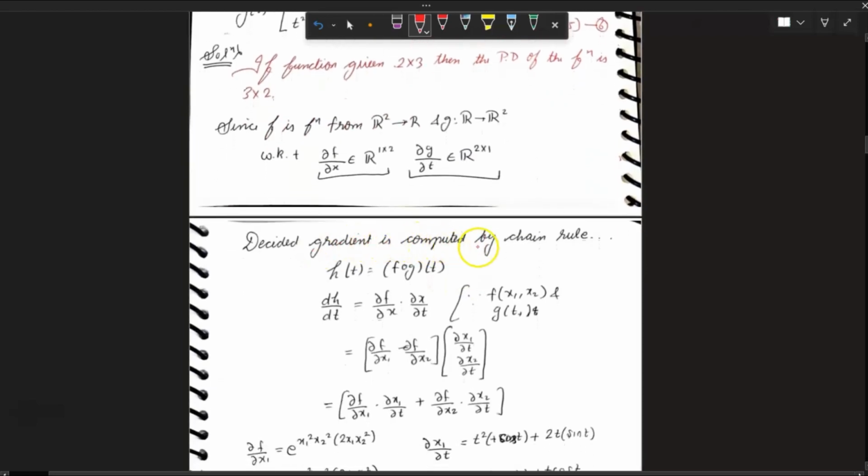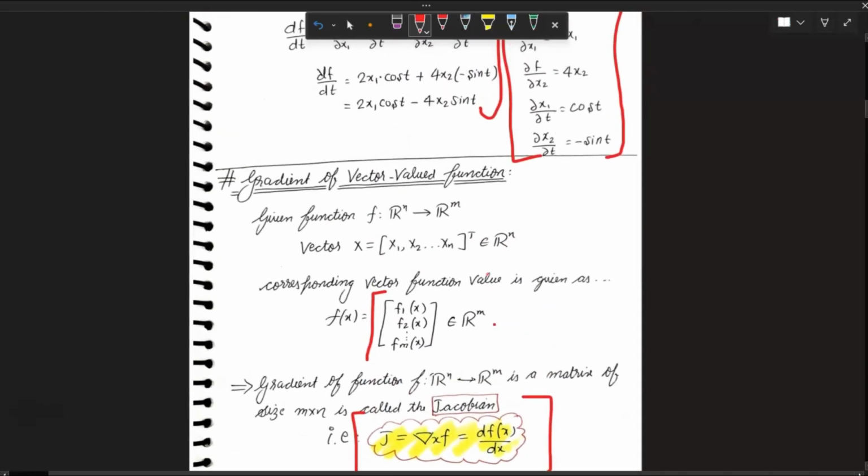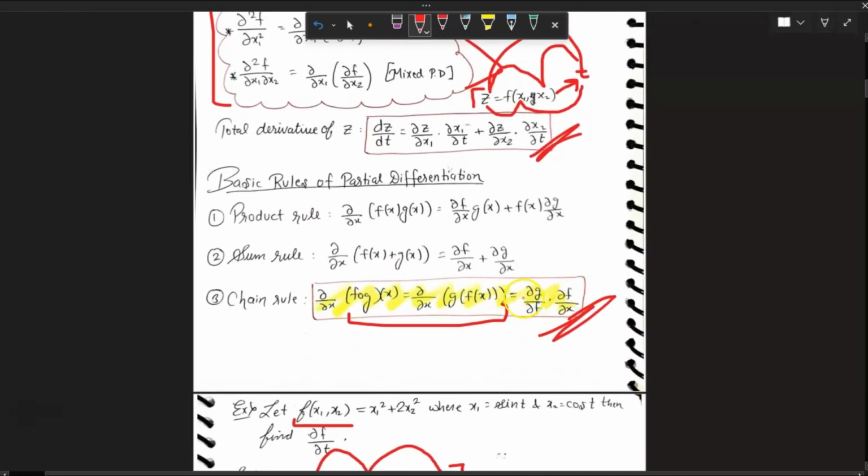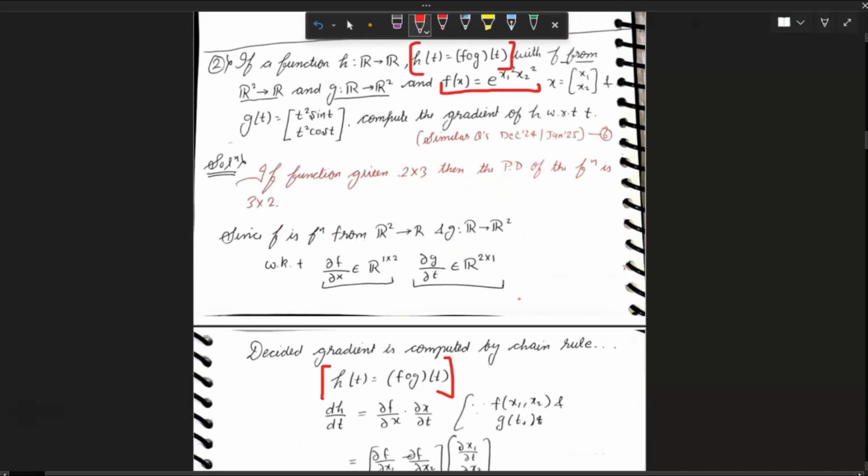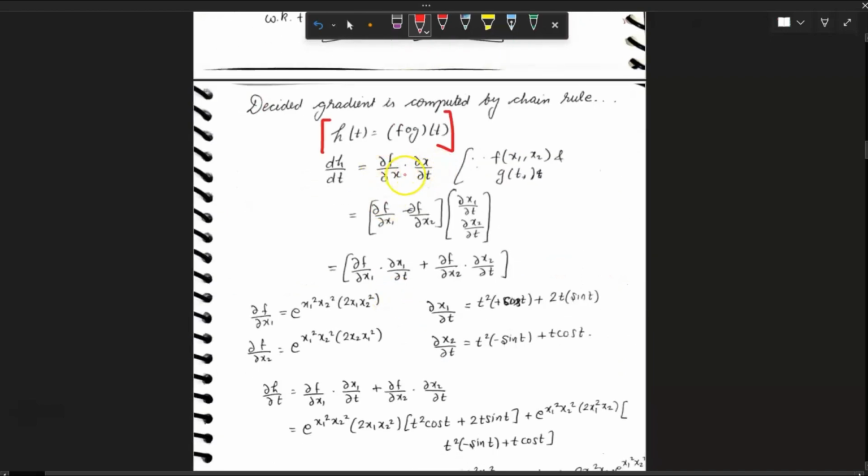The gradient is computed by the chain rule. So this is the function given in the question. You need to find its derivative, so the derivative of h with respect to t. So dh by dt is equal to dou f by dou x into dou x by dou t, according to the formula which I have shown you on this page. So according to this formula, you need to derive this.